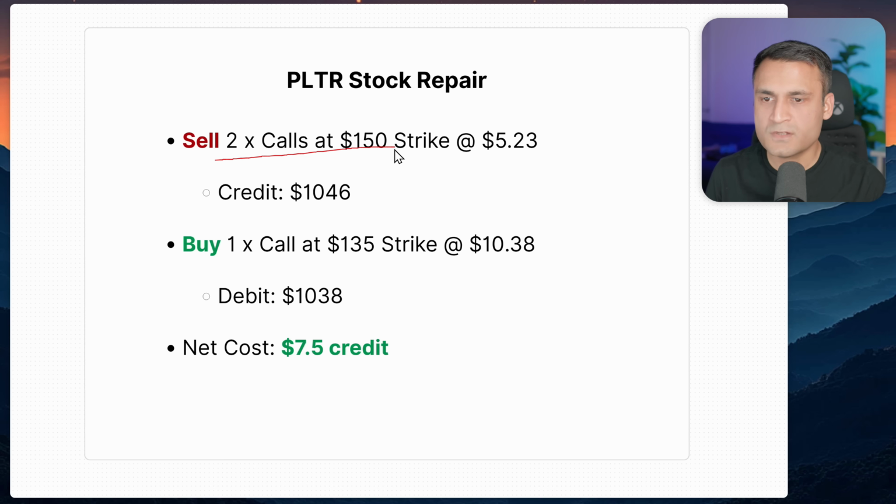I'm selling 2 calls at 150 strike and collecting $523 premium each, and I get a total of $1,046 credit from both of them combined. And then I buy 1 call at 135 strike. For it, I pay $1,038. So my net credit is $7.5 in this case.